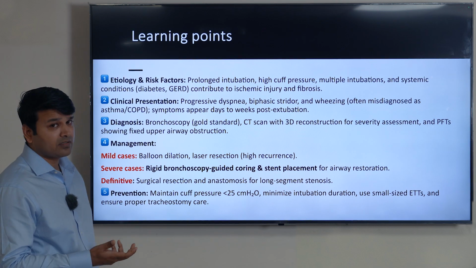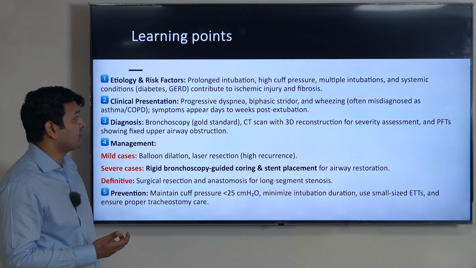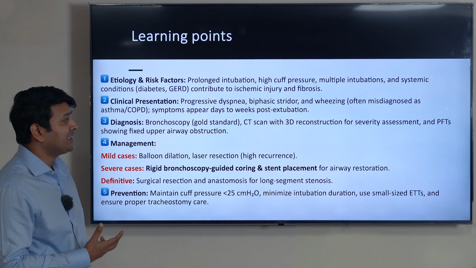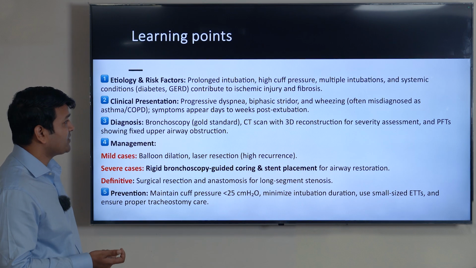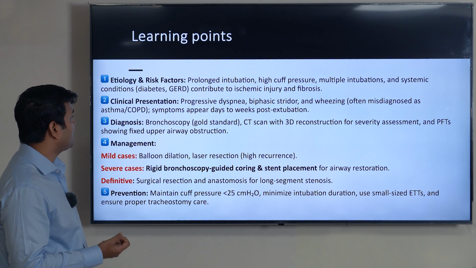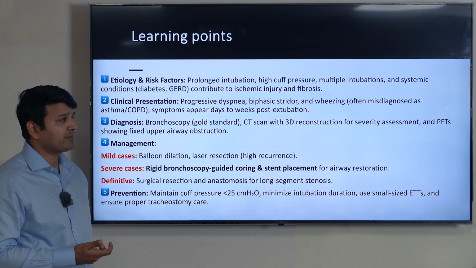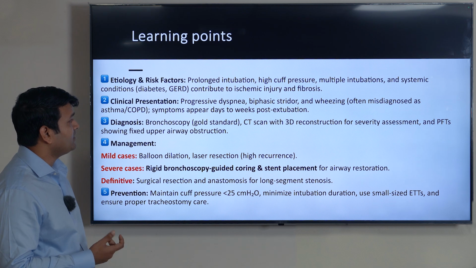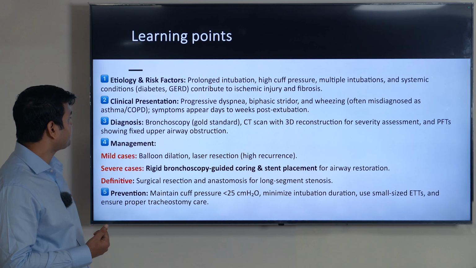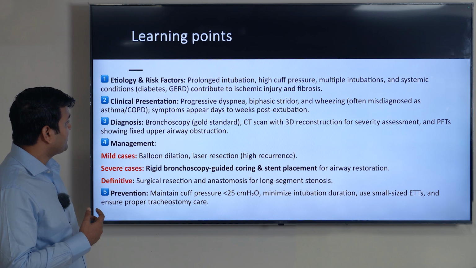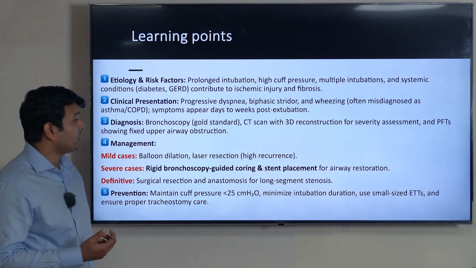So what are the etiologies of this kind of situation? It's prolonged intubation, high cuff pressure while the patient is intubated, multiple intubations, and systemic conditions like diabetes or GERD can precipitate such a condition and contribute to ischemic injury and fibrosis.